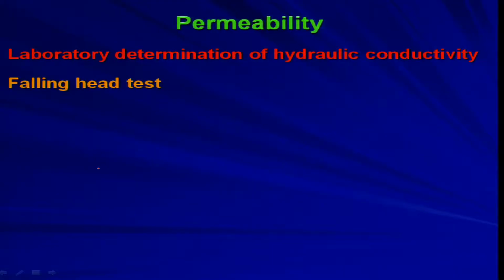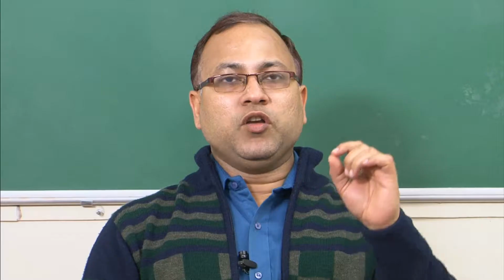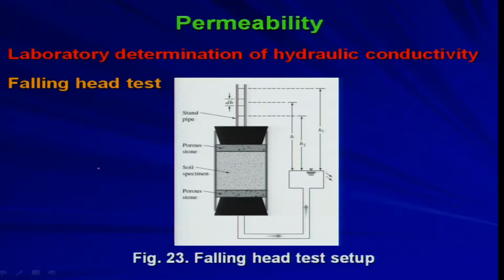Now, once we have seen the constant head test, another test is the falling head test. There you are allowing the water head to fall from some height to some different height. So, we will see that. This is the test procedure.